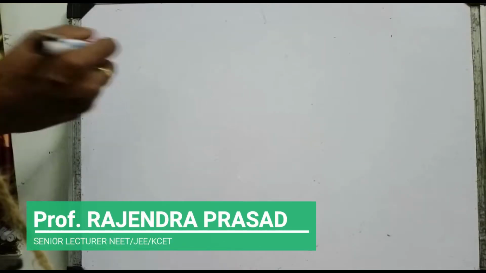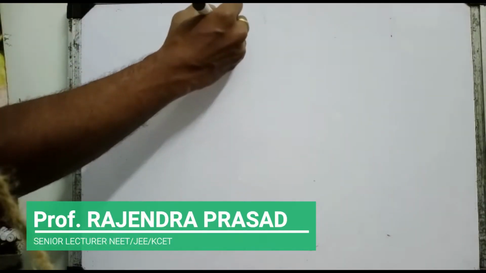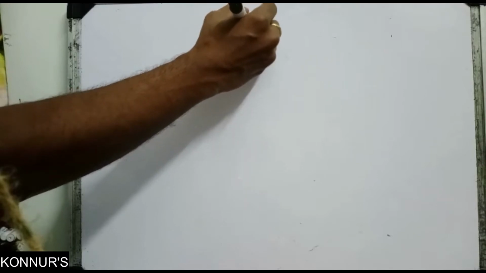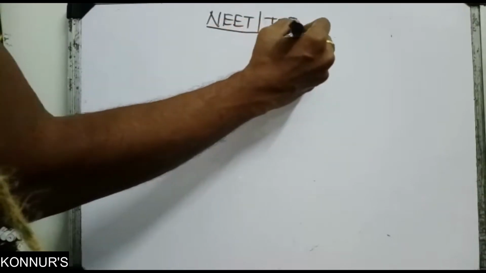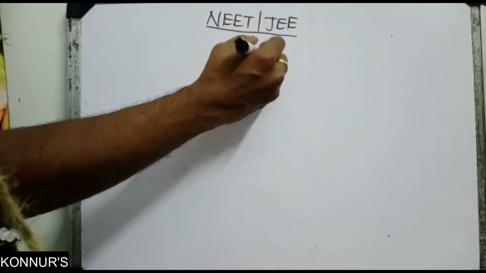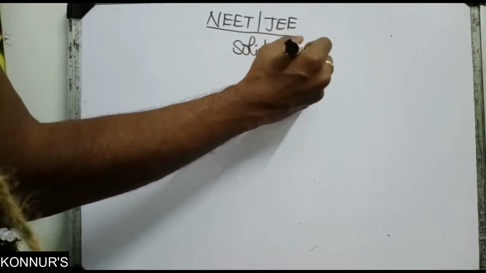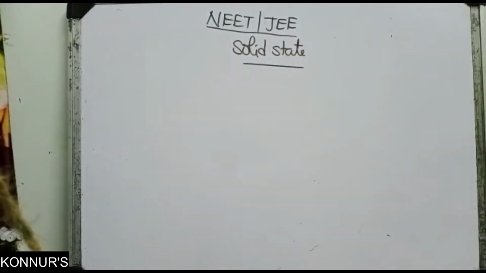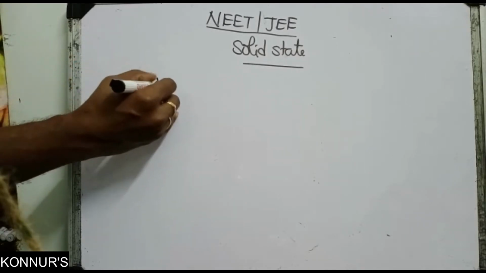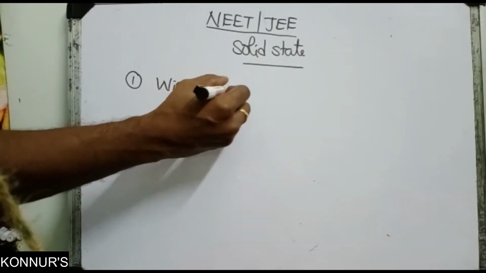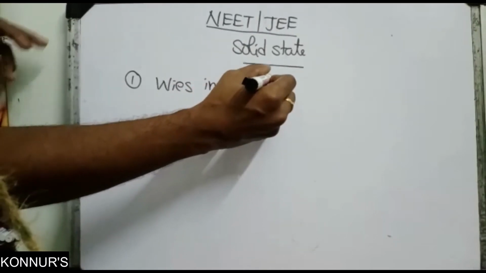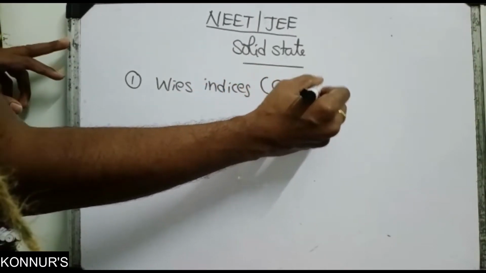So today we will discuss NEET JEE solid state. Some important points we will discuss. In NEET and JEE they will ask Weiss indices and Miller indices. Weiss indices are indicated with ABC.